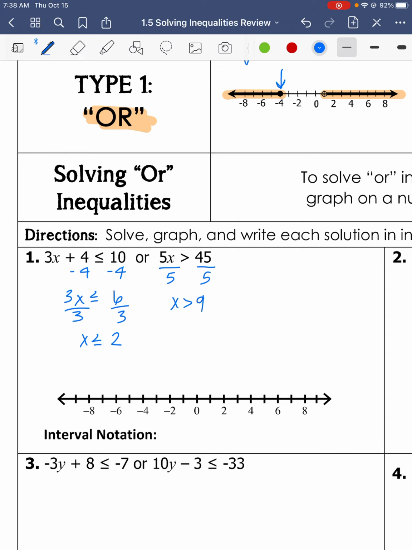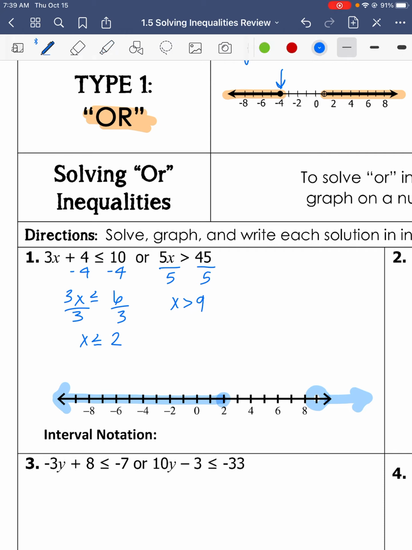Okay, so we have 2 sets here. Let's start with the one on the left. We'll graph our circle on 2. You can either graph on or above. Let's do on here. So x is less than or equal to 2, so closed circle on 2. And it's less than, so we're going to go here in the left direction and always keep an arrow with our graph. And then x is greater than 9, so open circle on 9 going to the right.